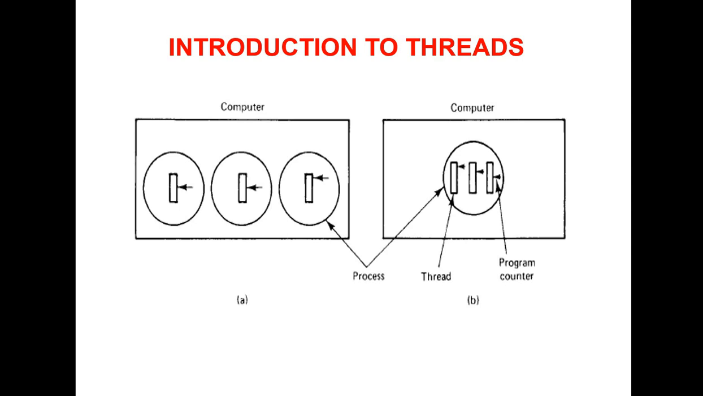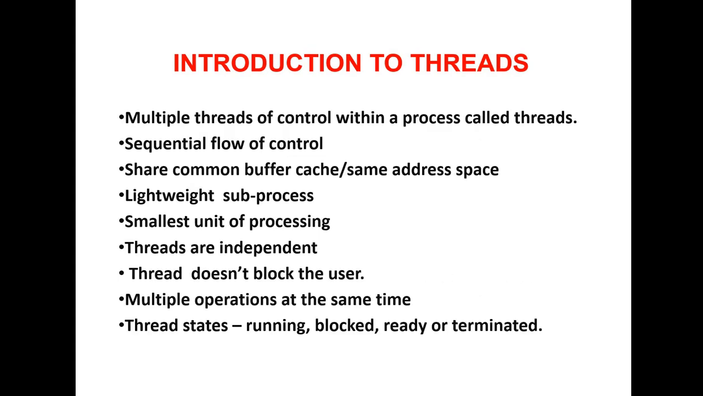The main advantage is threads are sharing CPU. That is, it shares common memory area. So it shares a common buffer cache. That is common address space. This is one of the main advantages in a thread.